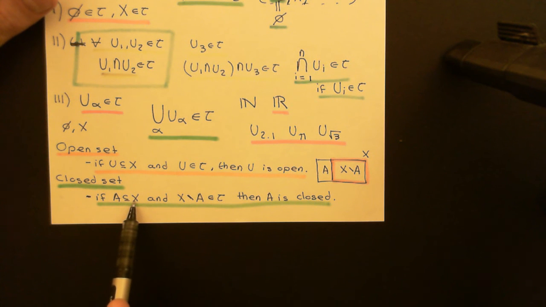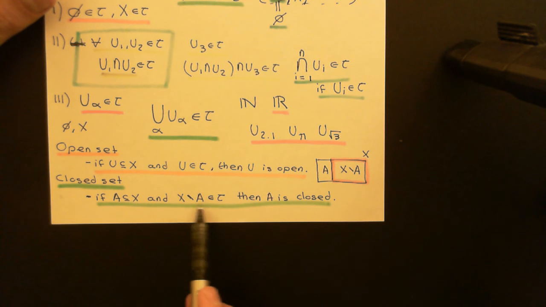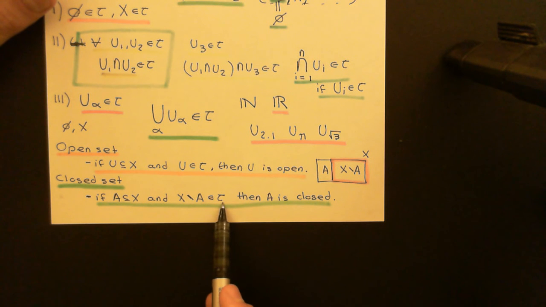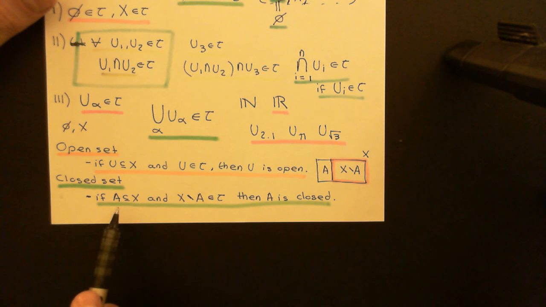It's certainly a subset of capital X, and the complement of the empty set in the topological space X is going to be X remove all the elements in the empty set. Well, of course, there's no elements in the empty set, so you haven't removed anything. So that's the entire space, capital X. And of course, that is an element of the topology. It is an open set. So indeed, the empty set therefore satisfies the definition of a closed set.